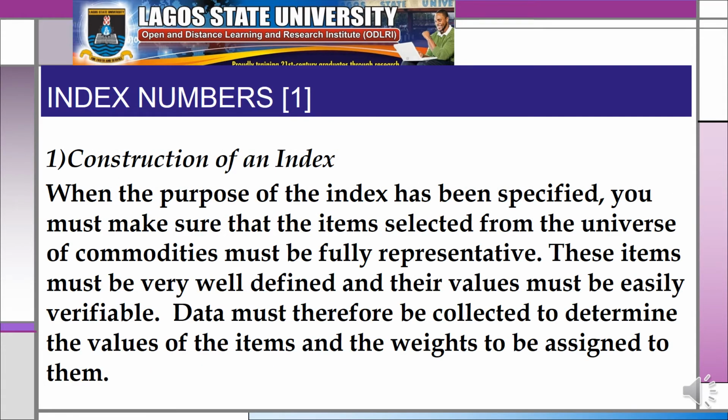Construction. When the purpose of the index has been specified, you must make sure that the items selected from the universe of commodities are fully representative. These items must be very well defined and their values must be easily verifiable. Data must therefore be collected to determine the values of the items and the weights to be assigned to them.